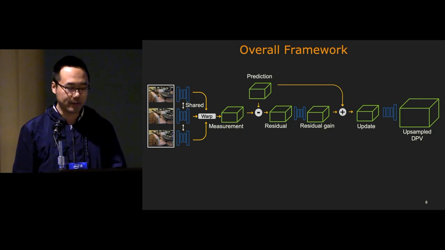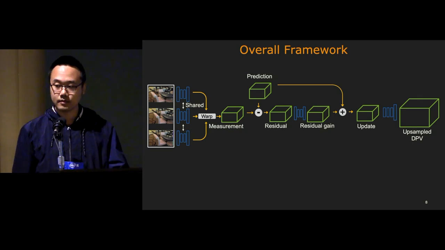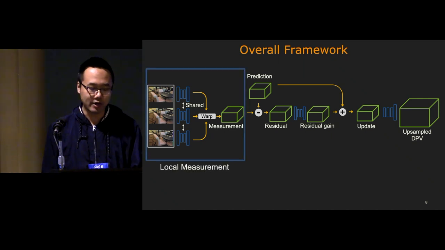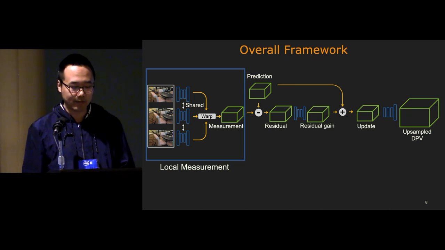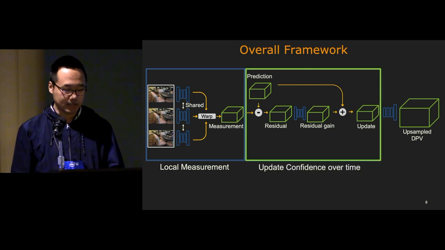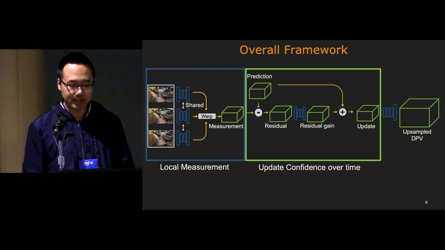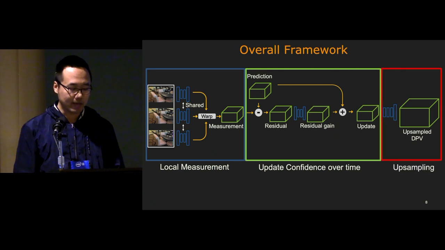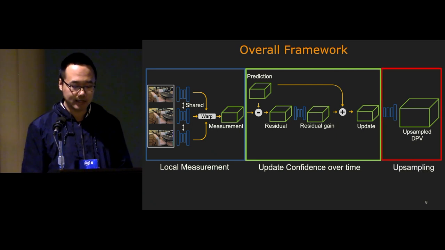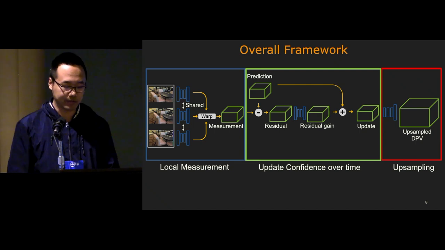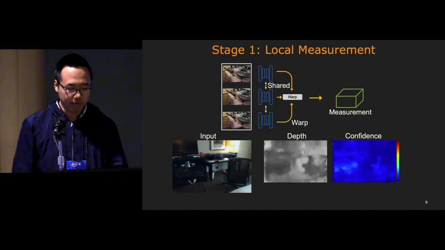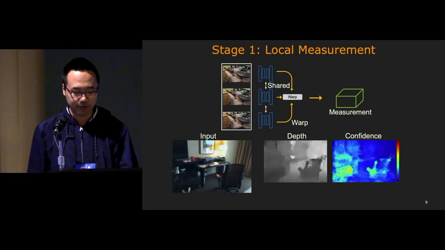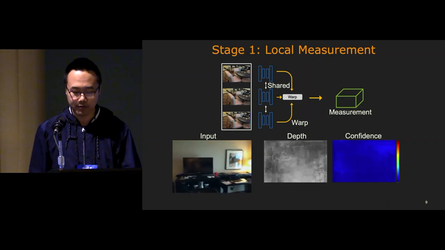The framework consists of three stages. The local measurement stage, where images within a small time window around the current frame are used to estimate the depth probability volume. The update stage, where the confidence is updated using prediction from the previous frames. And finally, the upsample stage, where the results are refined and upsampled to achieve higher spatial resolution. In the local measurement stage, we use a network to extract the image features and warp the features from source views to the reference view to get the local estimation for the volume.